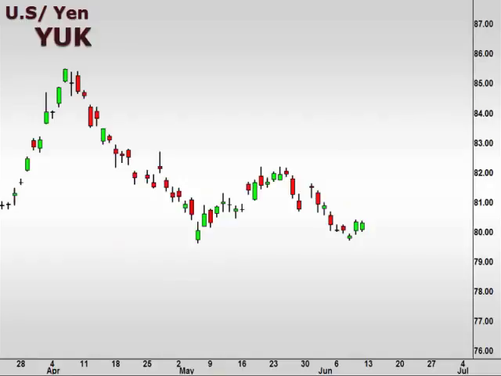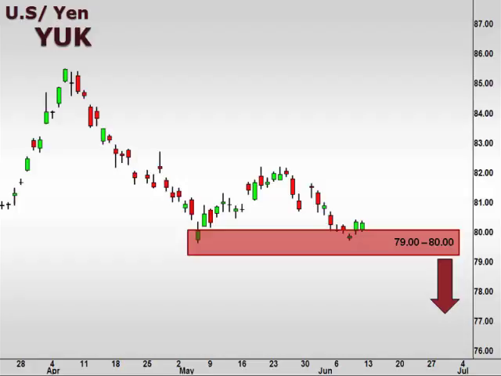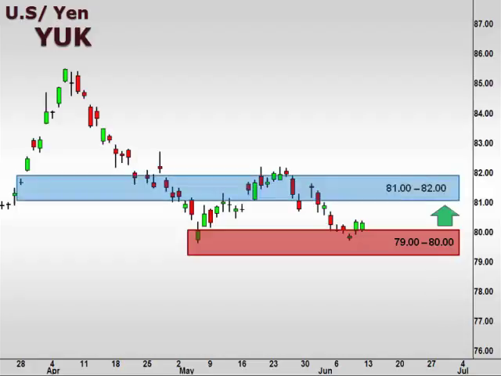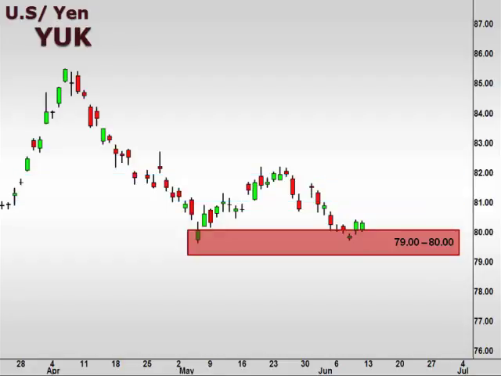Next up, the YUK, the U.S. versus the Japanese yen. Well, the YUK hovers at the 79.80 support level, a break of which suggests a continuation lower. Any upside move is likely to meet with resistance at this 81.82 focal zone.